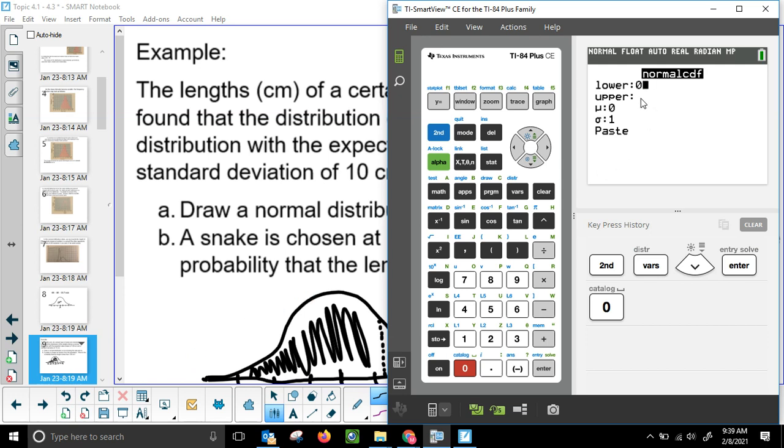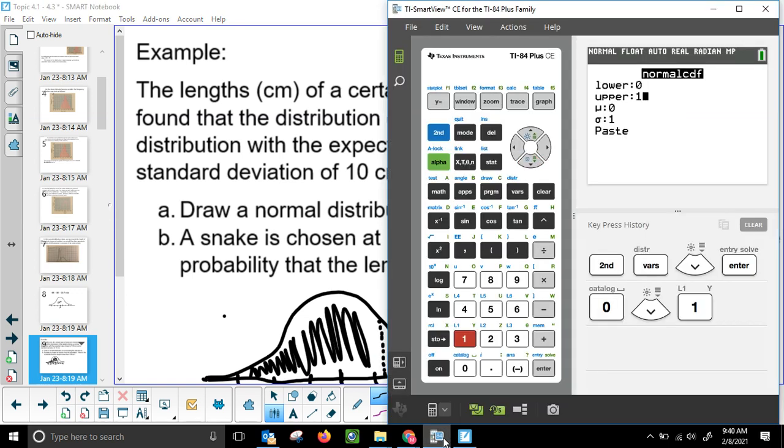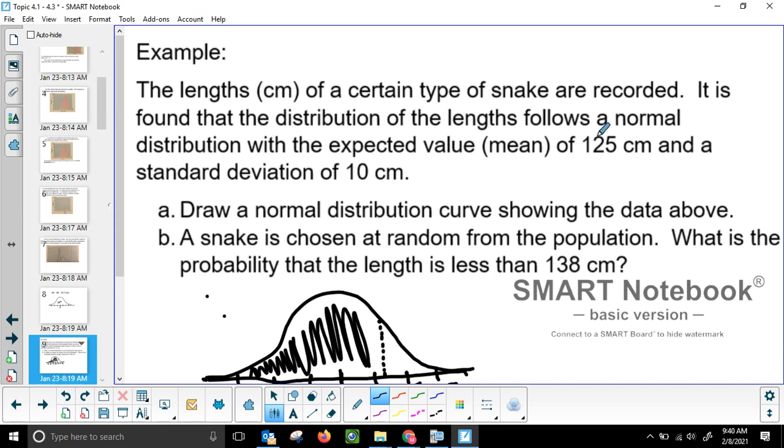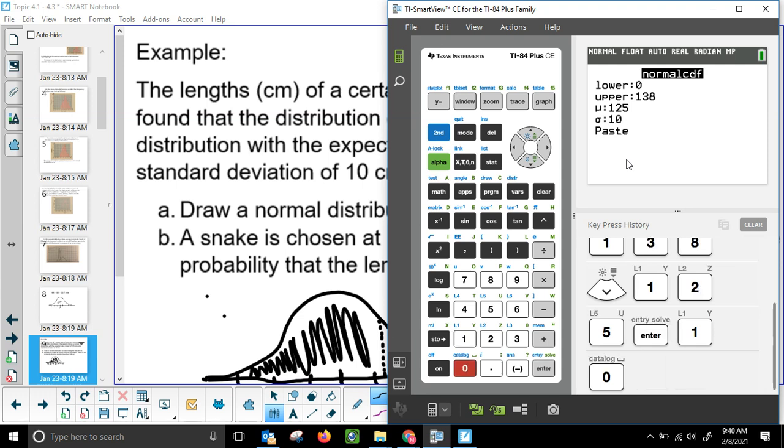And then we go to upper. The upper that I'm looking at here is this dotted line, which we know is at 138. Mu, this Greek letter mu, is my mean. So again, if we come back here, the mean is 125. And then this is sigma, which stands for the standard deviation. So we know that our standard deviation is 10.